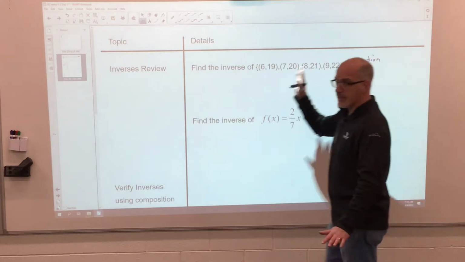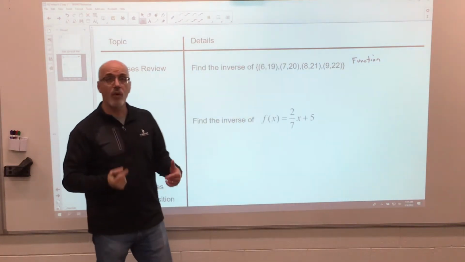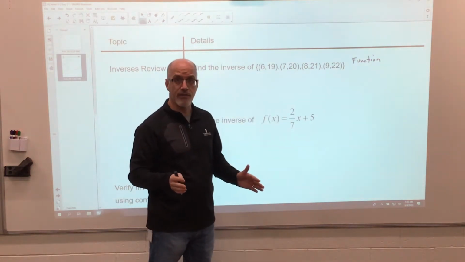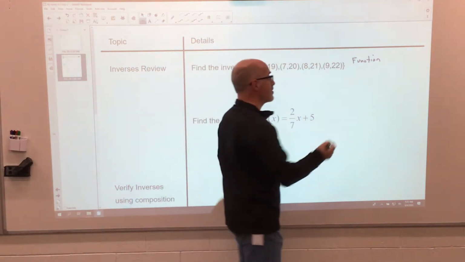Then, if we want to check to see if it's one-to-one, we look at the y values. And if the y values are ever repeated, then it's not a one-to-one function. Since none of these repeat, this is also one-to-one.